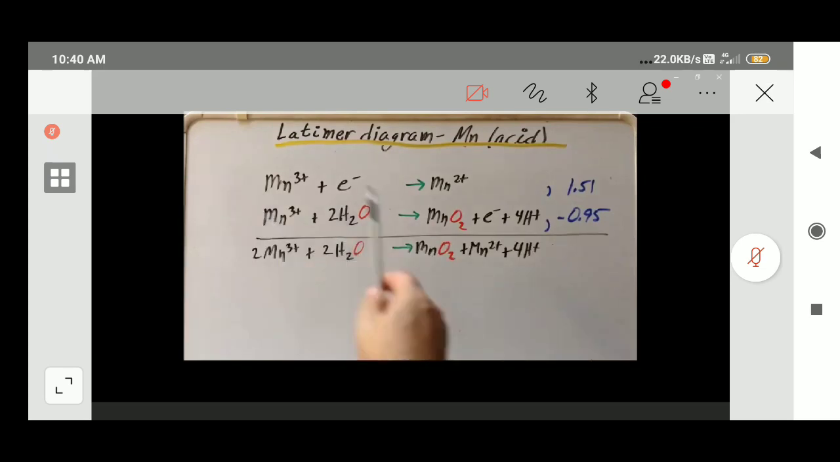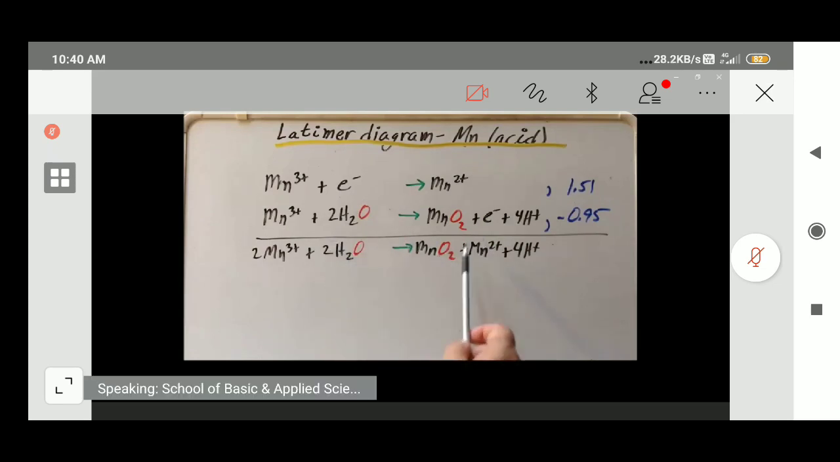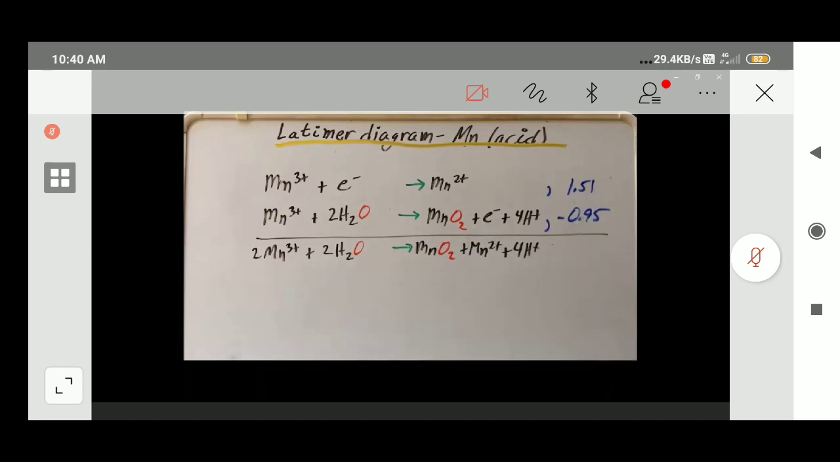Again, we add the two reactions together and get 2 manganese 3 plus. Electrons cancel out, which they have to, otherwise we need to rebalance. Plus 2 molecules of water gives us manganese dioxide plus manganese 2 plus plus 4 hydrogen. And that gives us, on the right hand side, that the voltage under standard conditions is going to be 0.56.